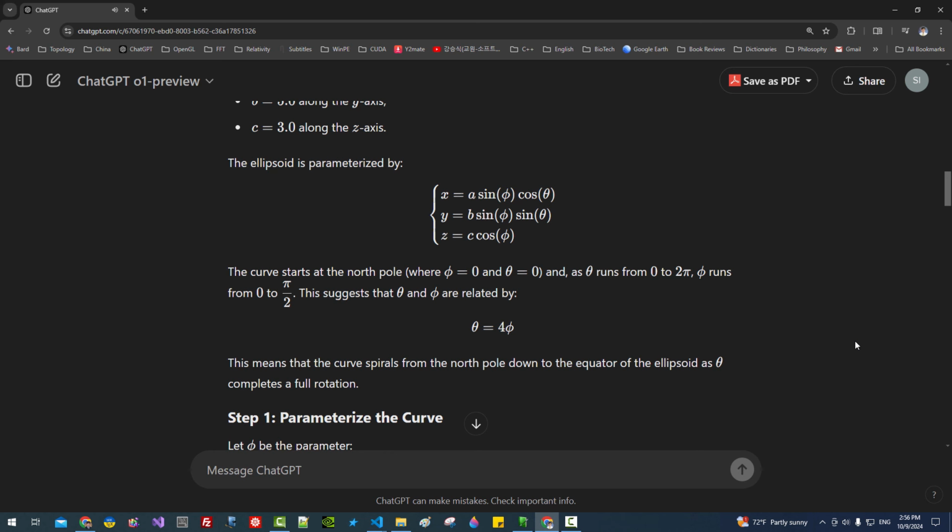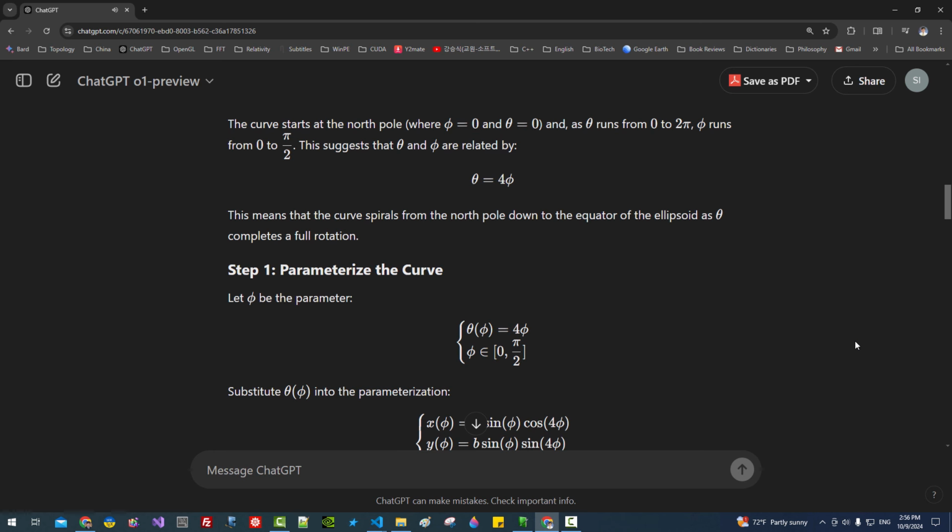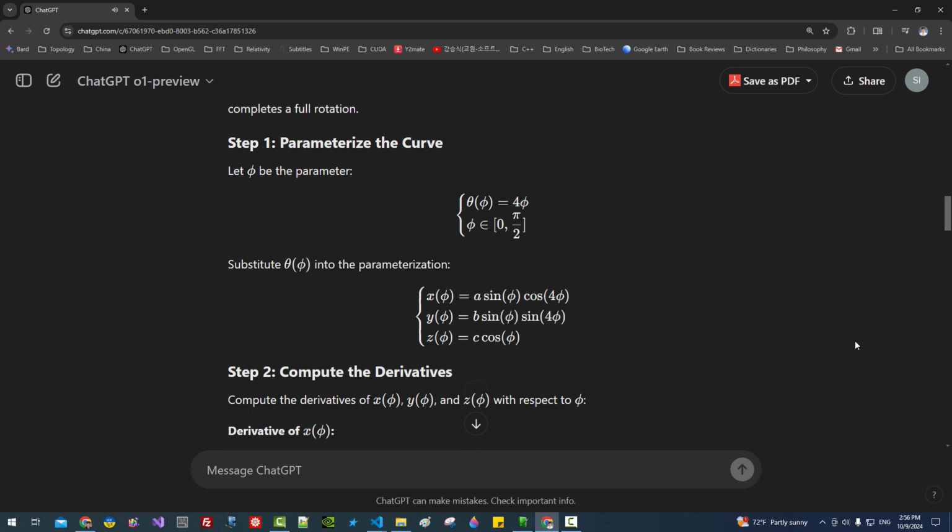The curve starts at the north pole where phi equals 0 and theta equals 0, and as theta runs from 0 to 2 pi, phi runs from 0 to pi/2. This suggests that theta and phi are related by theta equals 4 phi. This means that the curve spirals from the north pole down to the equator of the ellipsoid as theta completes a full rotation.